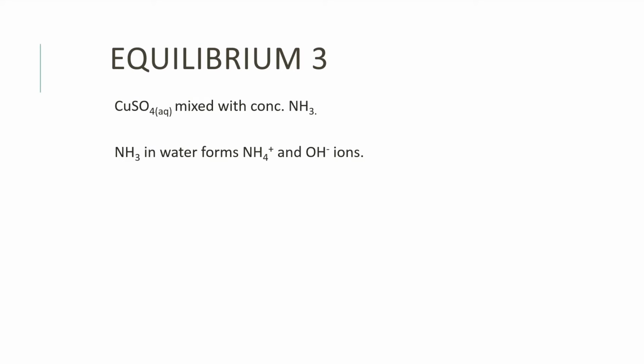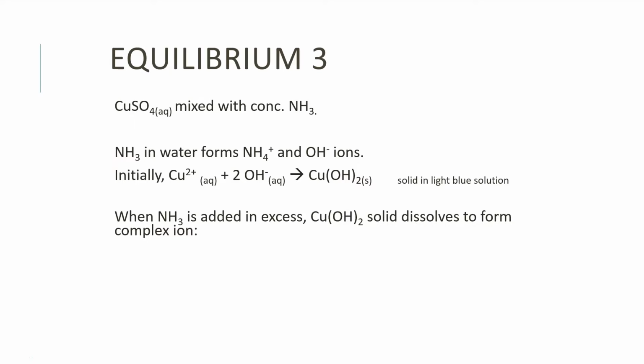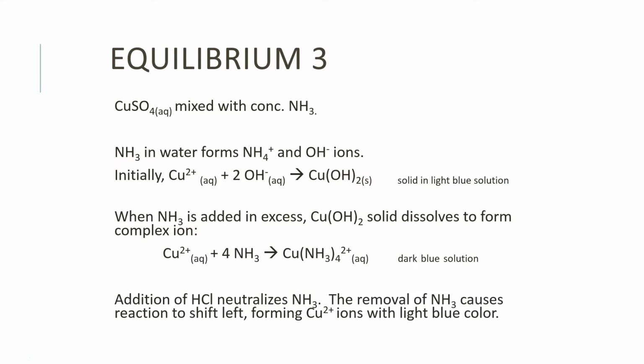Equilibrium 3. Copper sulfate is mixed with ammonia. The ammonia and water form ammonium and hydroxide ions as shown in the equation below. When ammonia is added in excess, copper hydroxide solid dissolves to form a complex ion as shown below. The addition of hydrochloric acid neutralizes the ammonia. The removal of ammonia causes the reaction to shift left, forming copper ions with light blue color.